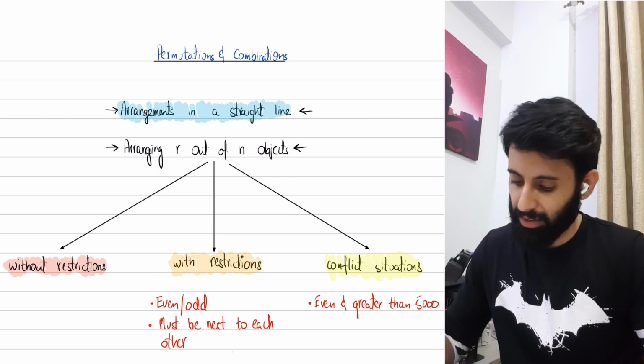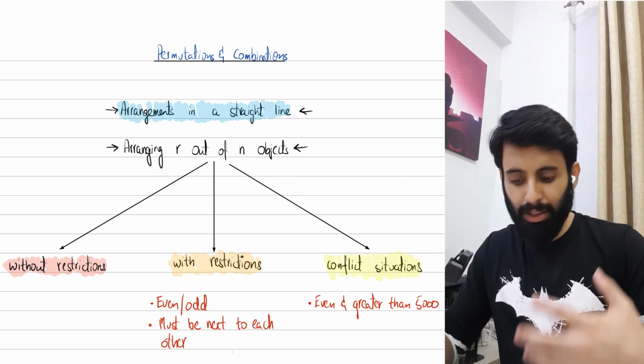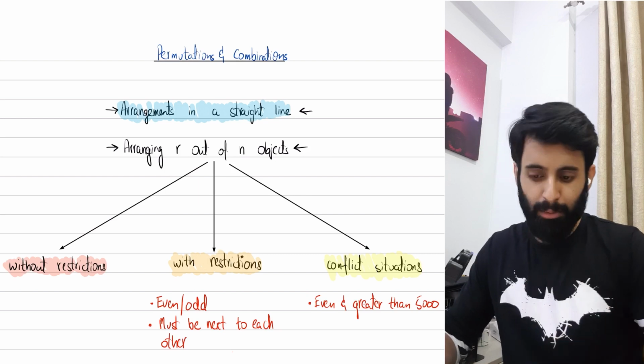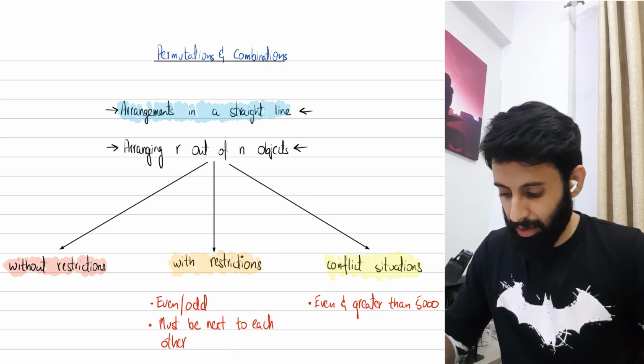In this question, you have 6 objects and you need to arrange all 6 of them in a straight line. How many ways can you do that? Very simple, we'll find out when we come across questions.